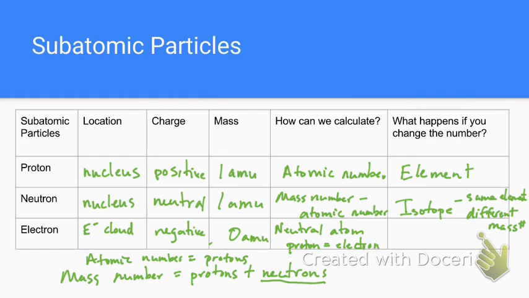What happens if you change the number of electrons? So let's say you change the number of electrons, you form what's called an ion. An ion is just an atom with a charge. It can have a positive or negative charge.